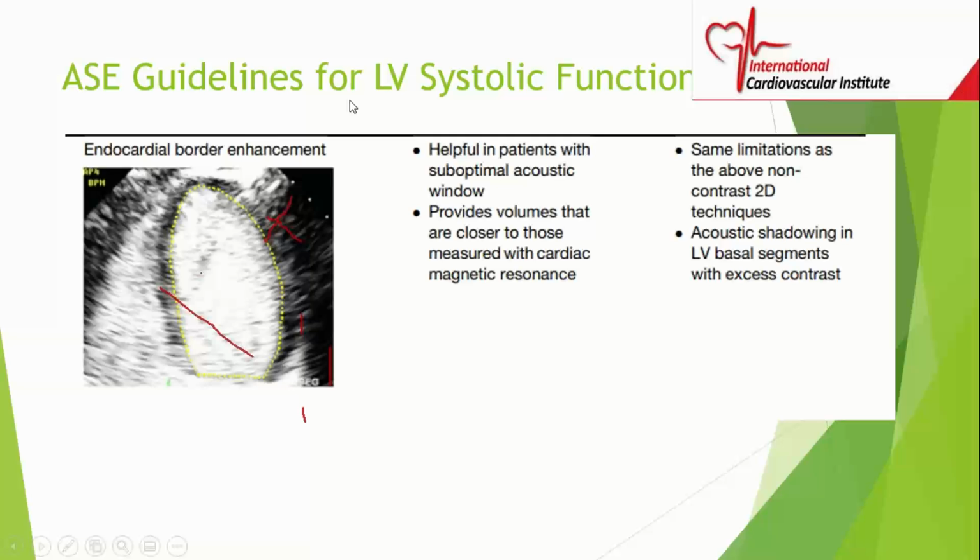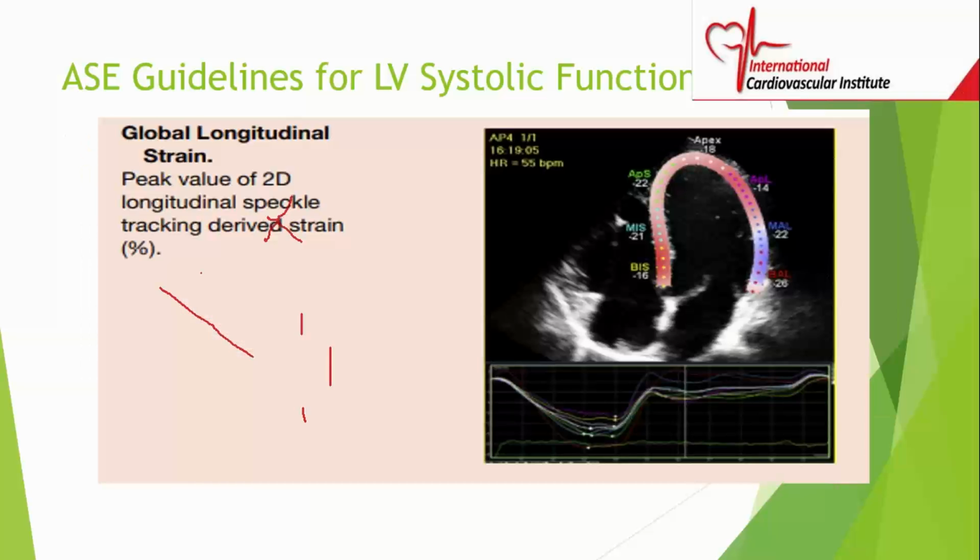If the endocardial border is not well defined, you can use microbubble contrast, and you should use it generously. So you inject microbubbles, and it gives the cavity a white contrast, and you can see the endocardial border, so you can accurately do planimetry of the border and get your ejection fraction.